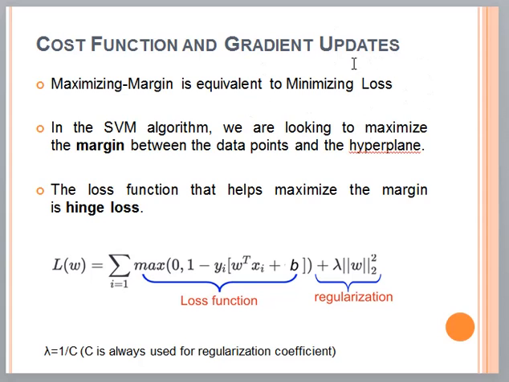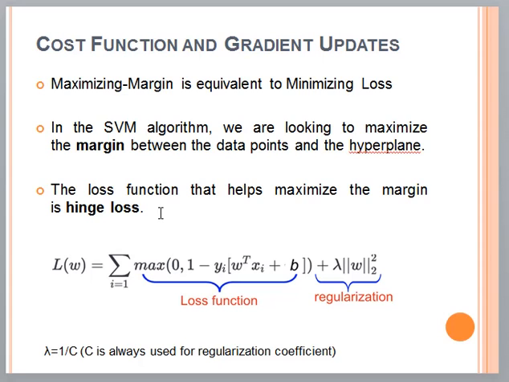So we can define a loss function. Once we have this loss function minimized, it means that the margin between the vectors is maximized, right? So this is the objective function, you can say. In the SVM algorithm, we are looking to maximize the margin between the data points and the hyperplane. I have told you so many times that this is the thing we are looking for in a support vector machine. Normally the loss function used in a support vector machine in order to maximize the margin is a hinge loss function.